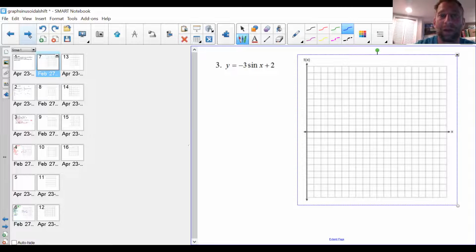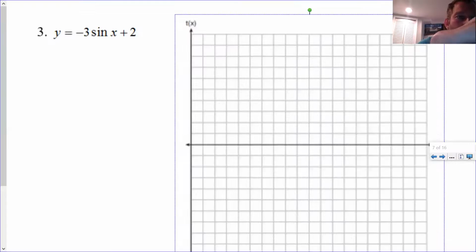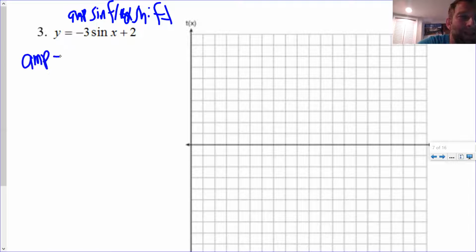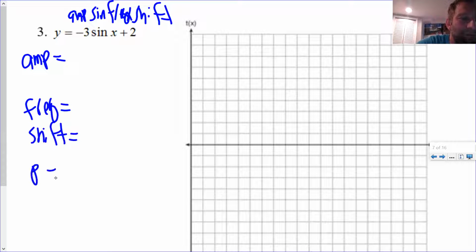you're going to practice. Number 3. Amp sine freq x shift. I'm going to give you a moment right now. I want you to tell me the amp. I want you to tell me if it's sine or cosine. I want you to tell me the frequency. I want you to tell me the shift. And then I want you to find the period. I'm going to give you about a minute to a minute and a half to do that while I stare at you and creep you out.